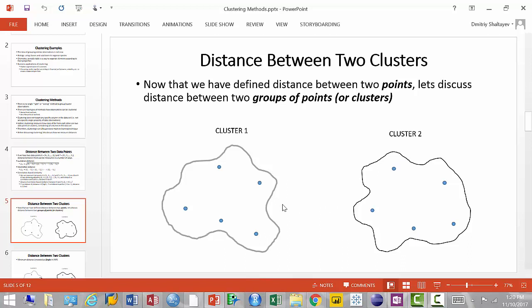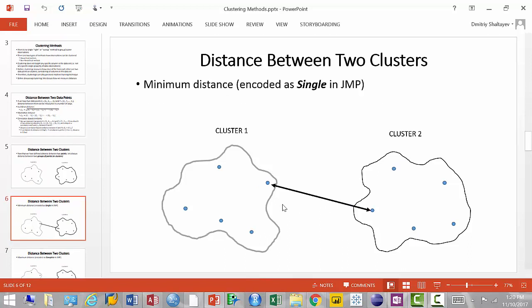Well, as you probably guessed by now, there is more than one way to do that. Way number one, minimal distance. The distance between two clusters is measured as the two points that are closest together from cluster 1 and cluster 2. I'm going to call that the distance between two clusters. You can clearly see that this point right here is close to this point, and therefore I'm going to call that distance the distance between two clusters. Make sense? How close are the closest points, one belonging to cluster 1, another to cluster 2.